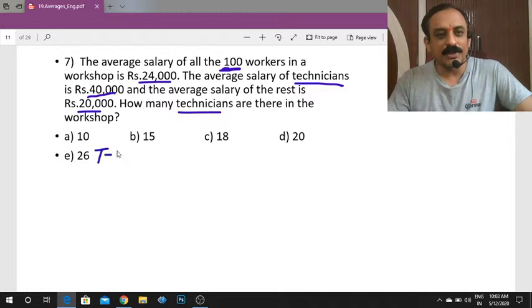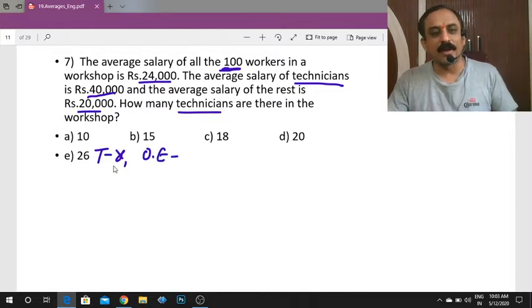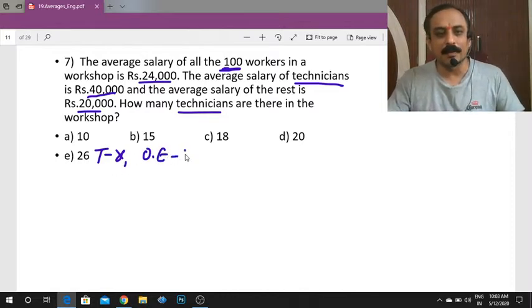Let the number of technicians be X. Then other employees, don't take Y. Out of 100, X are technicians, the remaining are other employees. Remaining means 100 minus X.